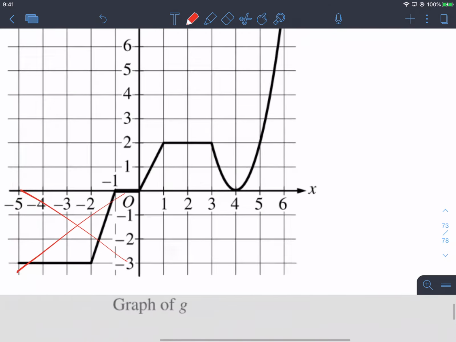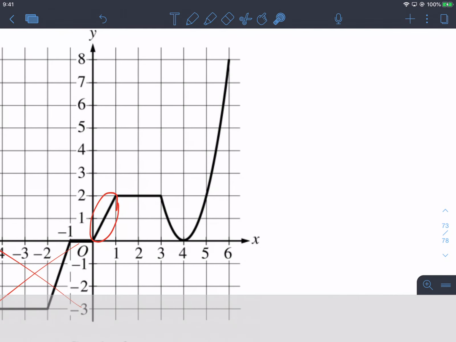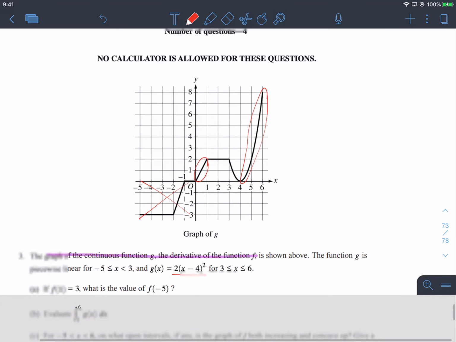And then positive and increasing. So this is positive and increasing. Positive and constant between 1 and 3. Between 3 and 4, I'm positive but decreasing, and then from 4 to 6, I'm positive and increasing. So the two intervals I would want to go with would be from 0 to 1 and 4 to 6.